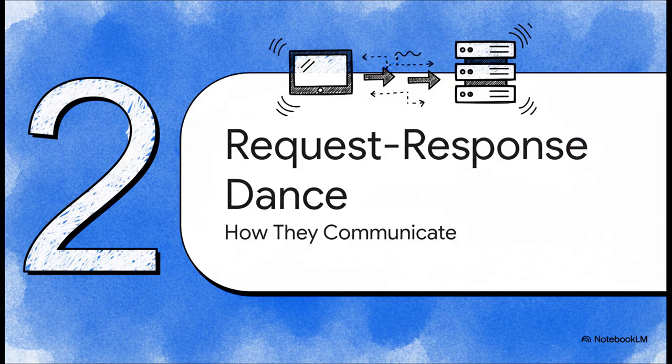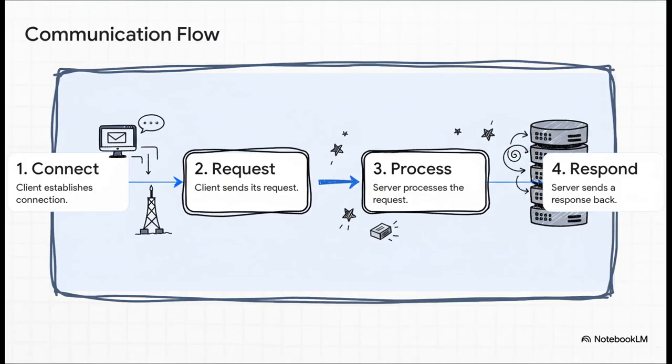So, we've met the dancers, our client and our server. Now let's look at the actual steps of their little dance, the request-response cycle. This conversation always follows 4 main steps. First, the client has to open up a line of communication. Think of it like dialing a phone number. Then it sends the specific request, usually with a protocol like HTTP, saying something like, "Get me this web page." The server then does all the heavy lifting, processing that request, maybe talking to a database, and finally, it packages up the result and sends the response back, and the loop is complete. The wild part is this whole cycle can happen in milliseconds.